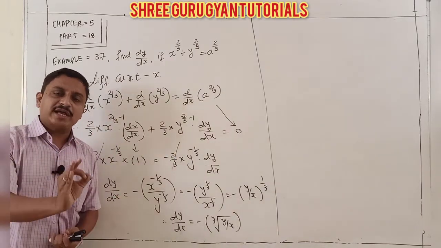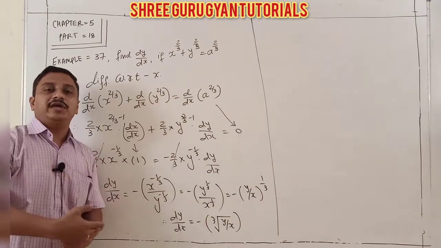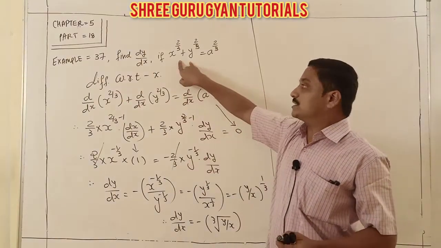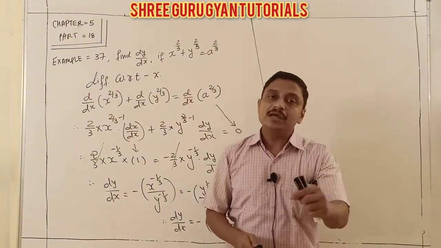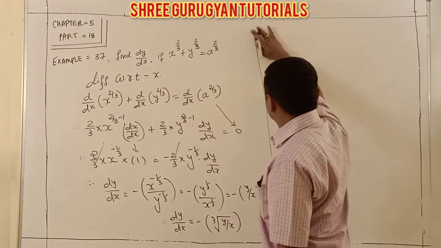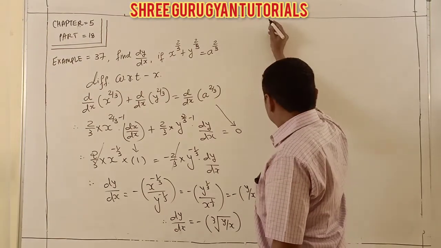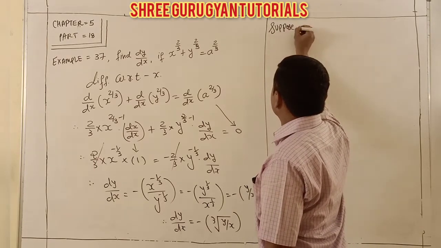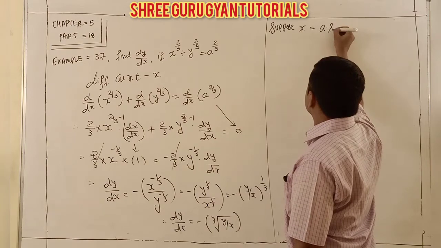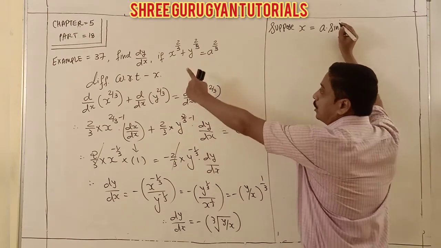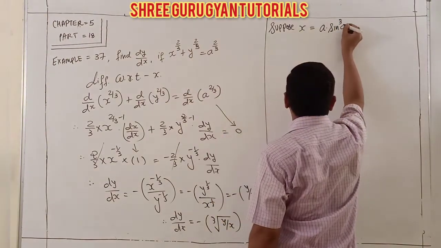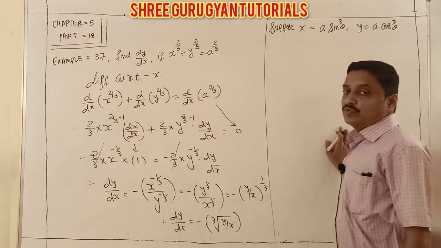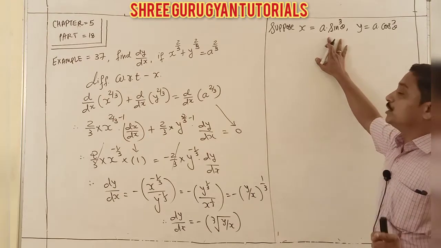Now the same question I explain to you in another way, parametric functions. So students, in parametric form we use one parameter, t or theta. So suppose x is equal to a sin raised to, here 2/3 is given, so I write down here cube, and y is equal to a cos cube. First of all I explain why it is mentioned in this form.